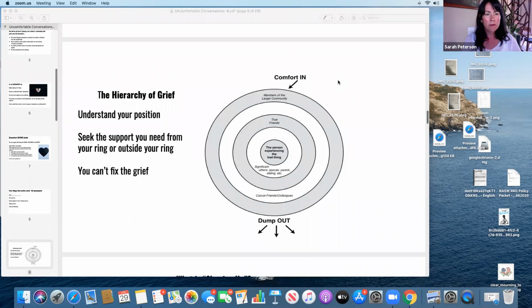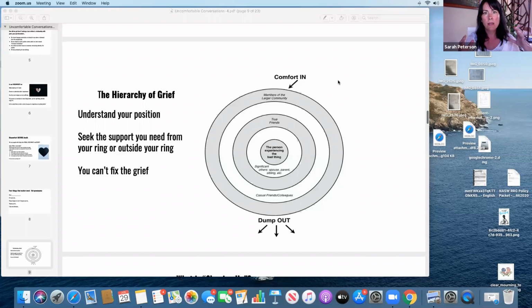But first and foremost, following a loss, any loss, and in my experience a very traumatic loss, it's important to understand your position in the loss. Maybe you've seen this graphic before, but I think it's a pretty spot on diagram. As a supporter of the person in grief, you really need to understand where in the ring you are.